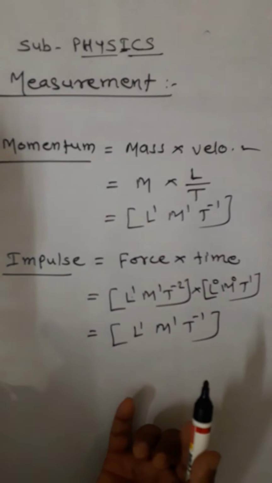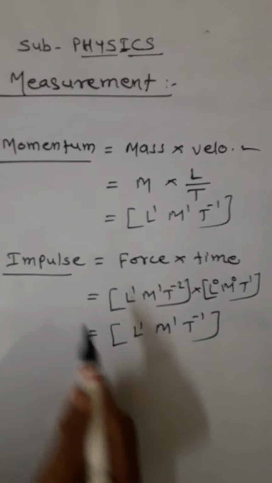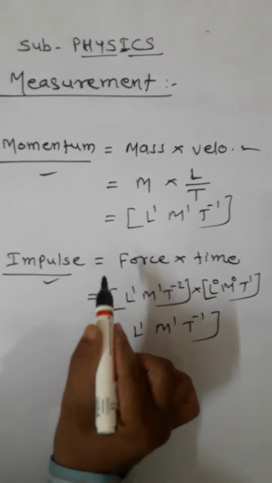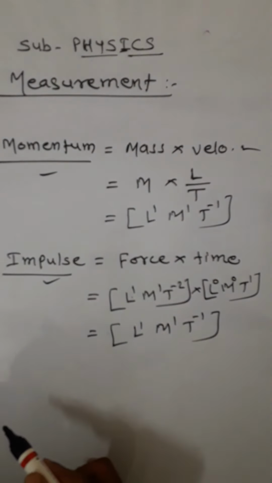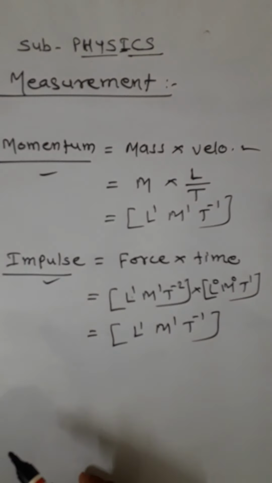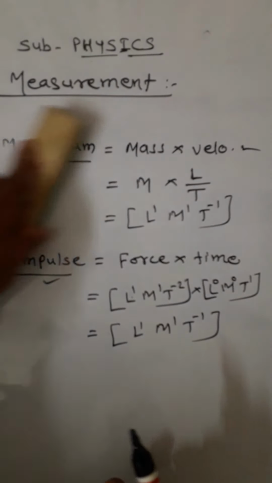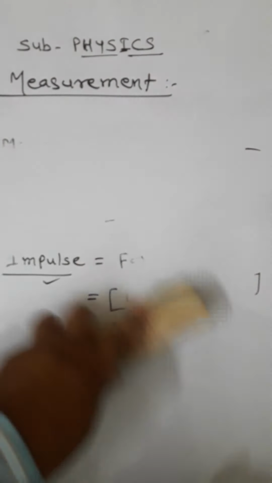Sometimes it is asked which quantities have the same dimension, then the pair of momentum and impulse have the same dimension L1 m1 t -1. These are the important dimensions for you.